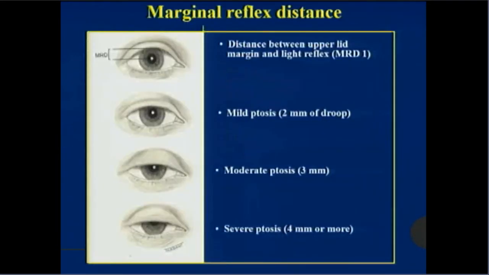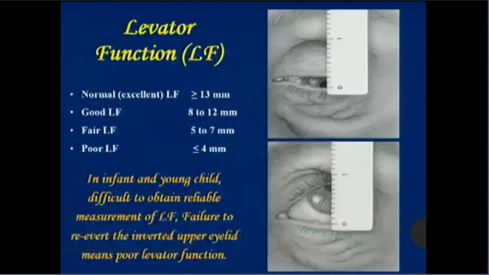Always remember to fix the eye. If ptosis is 2 millimeters, we consider 1 to 2 mild, 3 millimeters moderate, 4 or more a severe ptosis. The levator function, you might see different numbers in different textbooks, but mostly they agree on the normal or excellent levator function equal or more than 13, good from 8 to 12, fair levator function 5 to 7, 4 or less is a poor levator function.